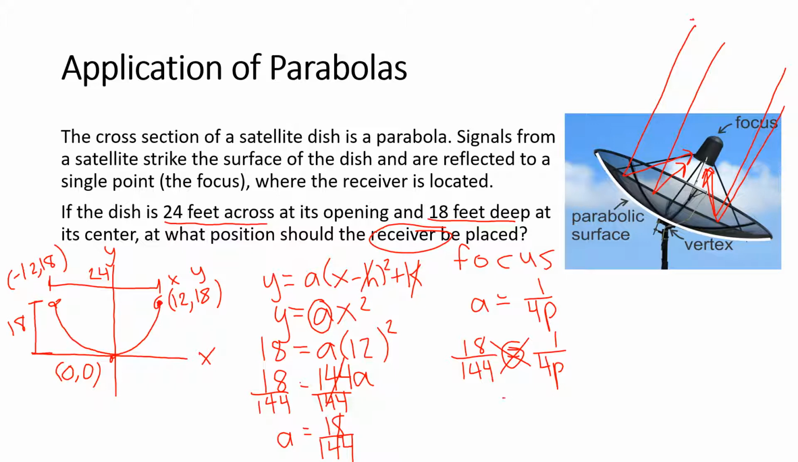So remember, when you cross multiply, the equal sign stays in the center. I've got 18 times 4p is 72p. And on the right-hand side, I have 144 times 1, which is 144. Now to solve for p, I just need to divide by 72 on both sides. And that's going to give me my answer. 144 divided by 72 is 2. p equals 2 is my answer. That tells me that the receiver should be placed 2 feet above the vertex.